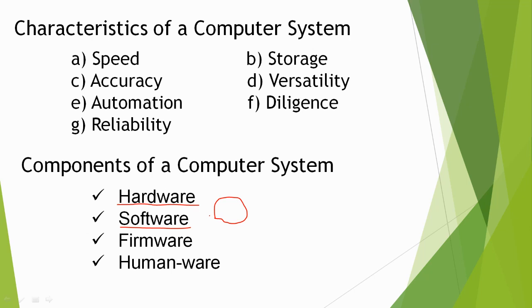Then the third component is firmware. Firmware is a sort of program which is stored in a hardware device. Now you can ask me how we can store software in a hardware device. We have a concept which we'll be discussing very soon in the next few videos. We'll be discussing a device known as ROM, read-only memory.